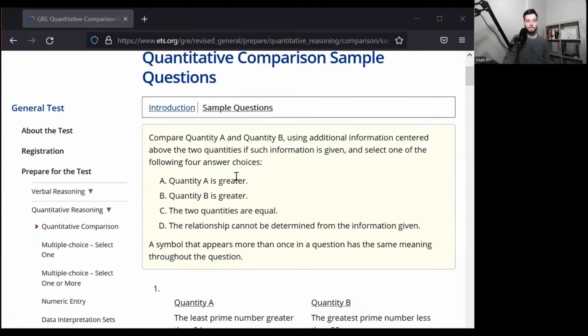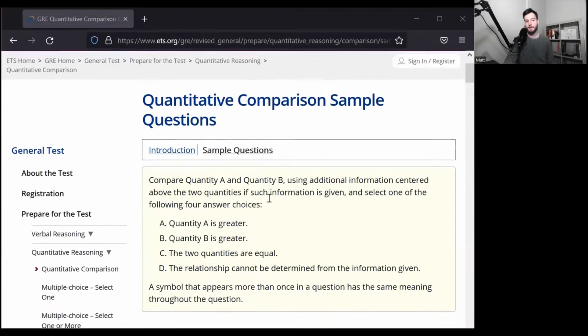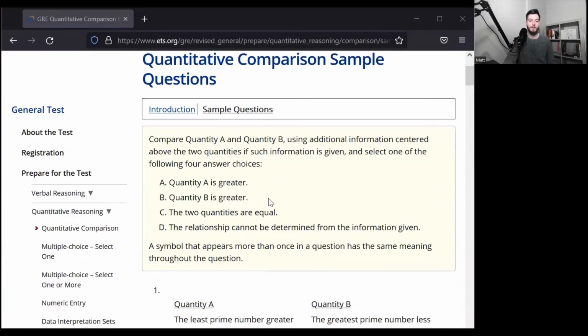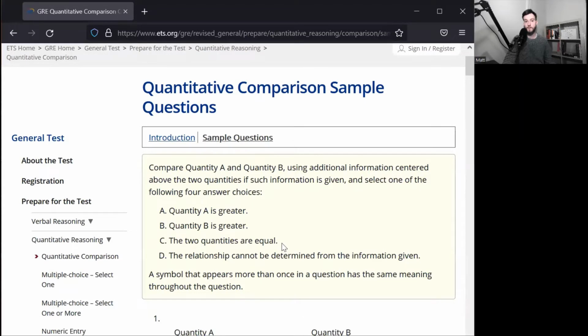And we're going to start with the quant comparison problems. That's obviously a quantitative type. In the GRE, quant comparison problems are very popular. In fact, it's the most common way of asking a question in the quantitative section. So it's very important you get used to these.